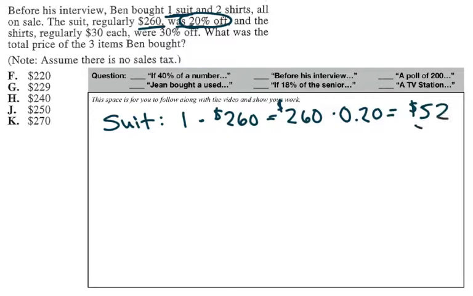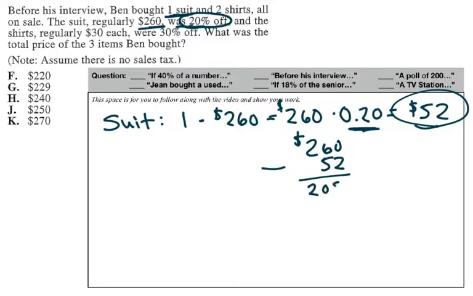If we think about what we just calculated here, that's not the price of his suit. That's how much they're going to take off. That's our 20% discount. So now I actually need to take that off the price. So $260 minus $52 would be 260 minus 52. You can do that on your calculator, and I get 208. So that's what he's paying for the suit.